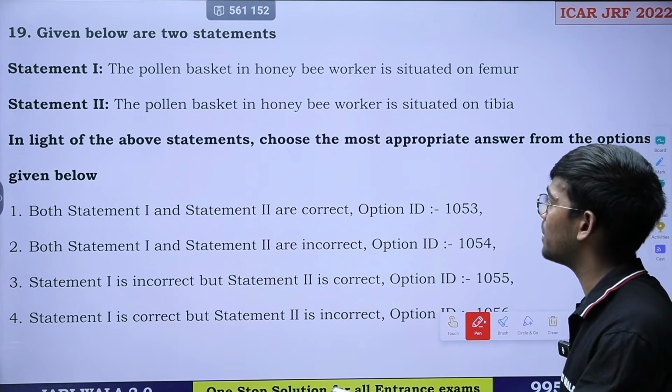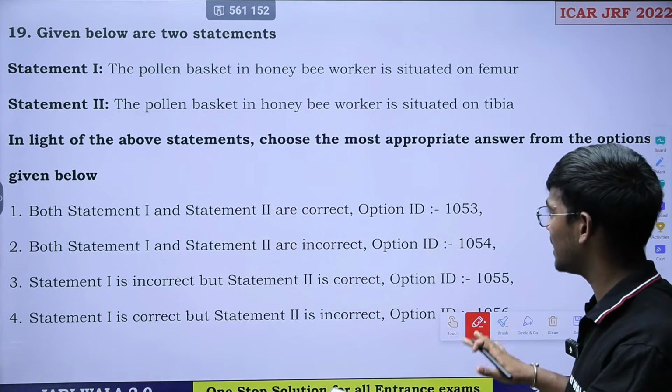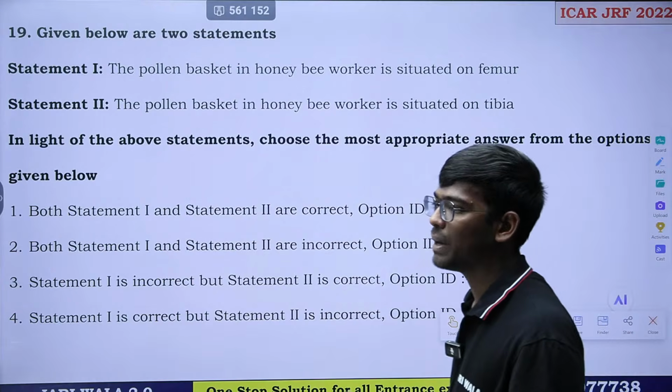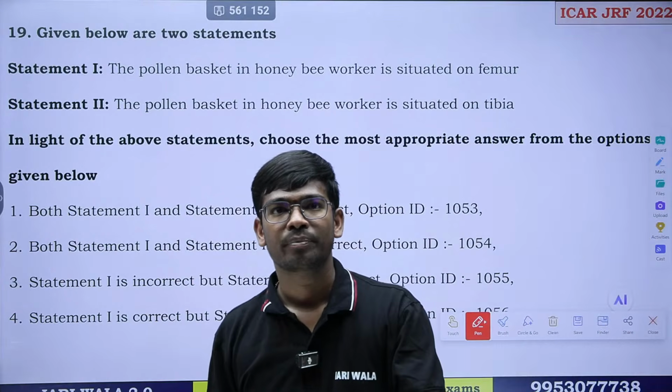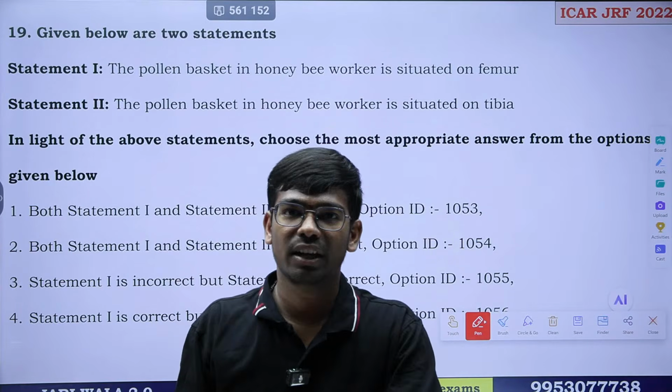The next question is again a statement-wise question. In statement 1, the pollen basket in honeybee worker is situated on the femur, and in statement 2, the pollen basket in honeybee worker is situated on the tibia. So this is nothing but leg modifications in honeybee. So in honeybee, there are 3 modifications for 3 different legs.